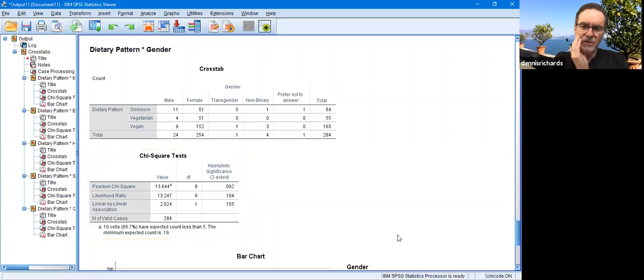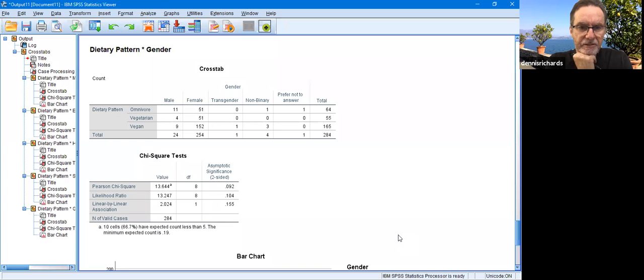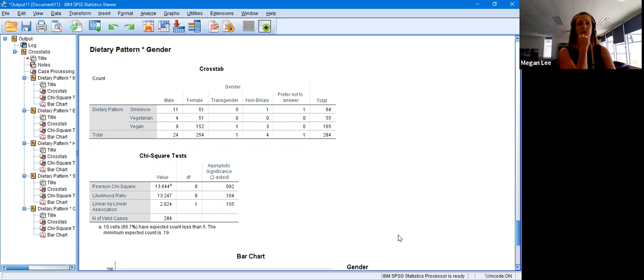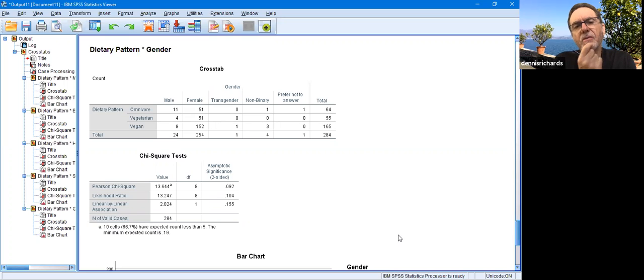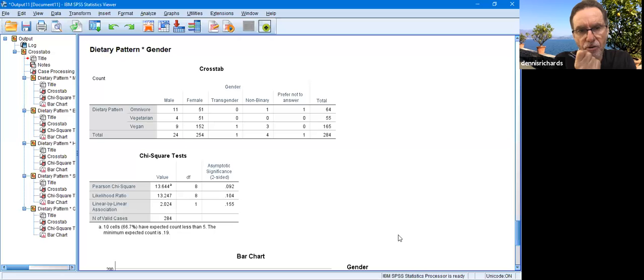Megan, how could that not be significant? Thank you for that question. I'm trying to get that too. 9 versus 152. That's probably the reason why there's no significance, because there are just way too many females and not enough data on males for it to be significant. So there's not enough data on males to determine whether there's a correlation between dietary pattern and gender. Is that what you're saying?